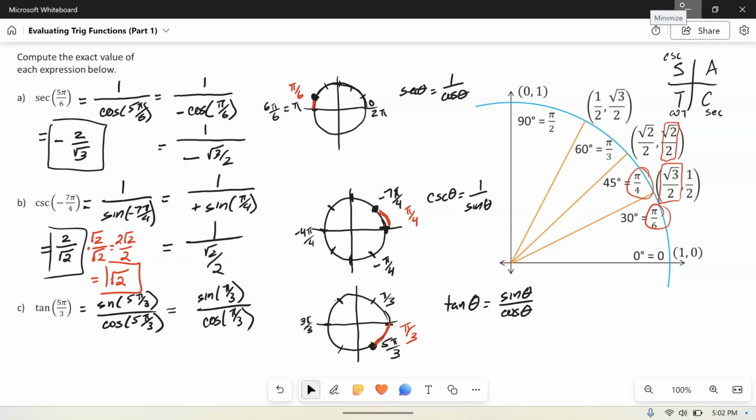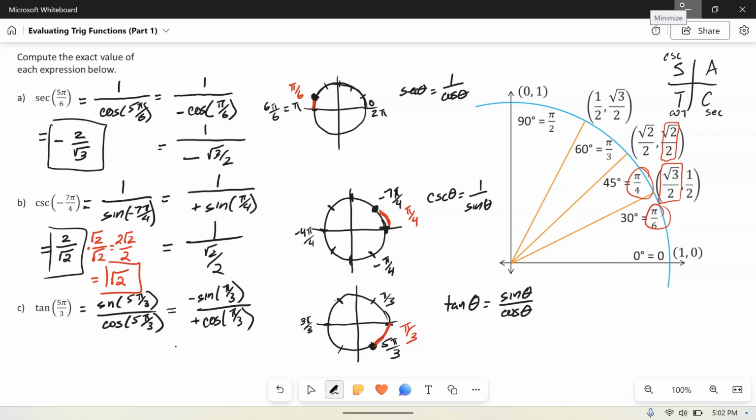What do I know about sine and cosine in the fourth quadrant? Well, again, sine is a y-coordinate, so it's positive in the first and the second. Cosine is an x-coordinate, so it's positive in the first and the fourth. So sine in the fourth quadrant is negative, cosine is positive. So my final answer should be negative, right? If you take a negative divided by a positive, you get a negative, which should make sense because tangent is only positive in the first and the third, which again means it's negative in the fourth.